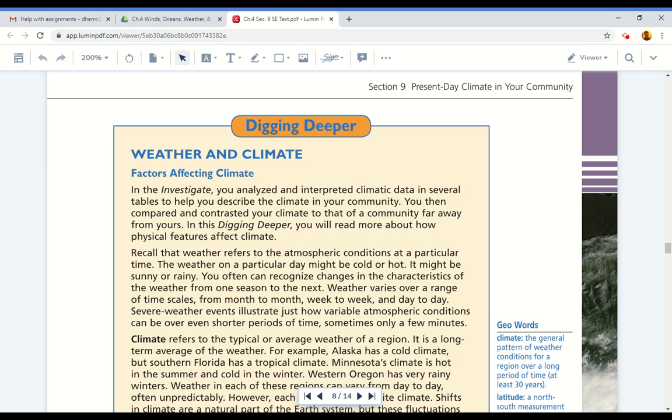Section 9. Present-day climate in your community. Digging deeper. Weather and climate. Factors affecting climate. In the Investigate, you analyzed and interpreted climatic data in several tables to help you describe the climate in your community. You then compared and contrasted your climate to that of a community far away from yours. In this digging deeper, you will read more about how physical features affect climate.